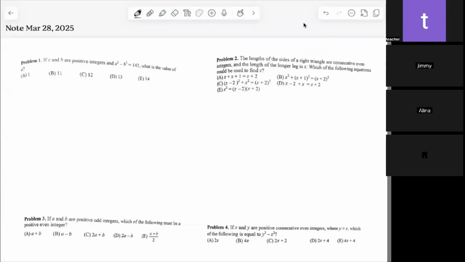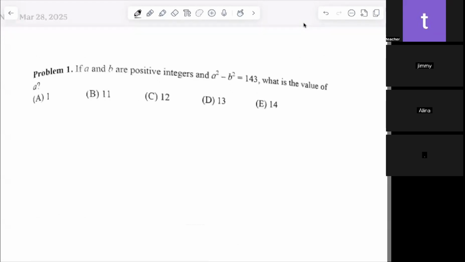So we're gonna start with problem one. If a and b are positive integers, then a squared minus b squared equals 143. What is the value of a? Now, remember from last class, we used the formula known as difference of squares.